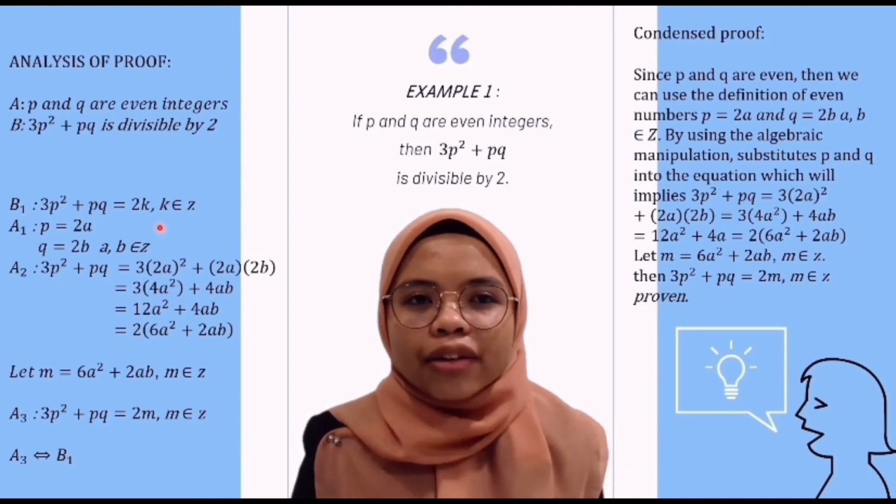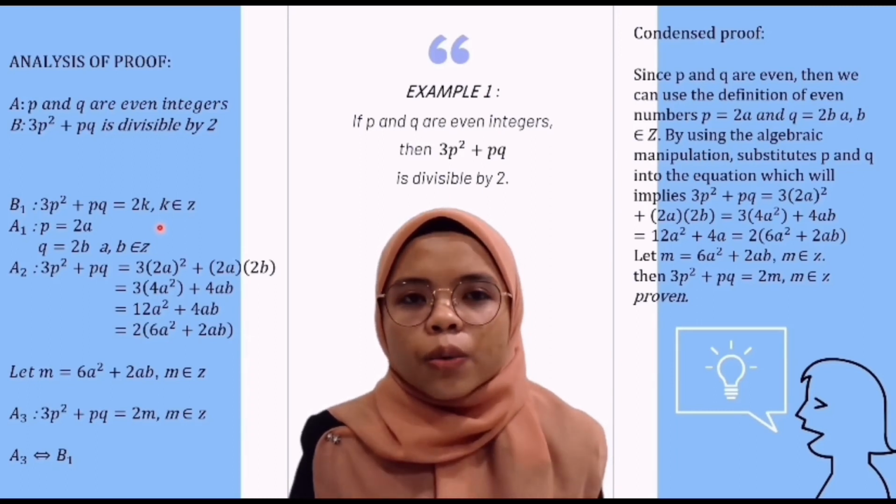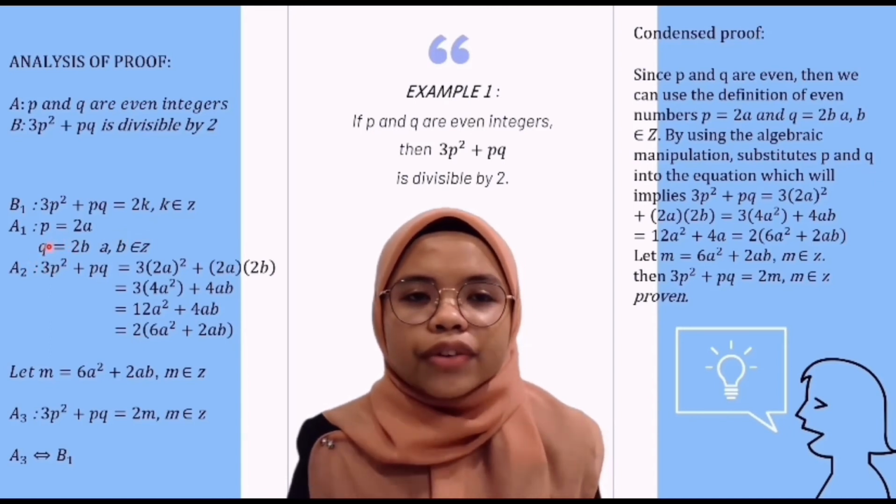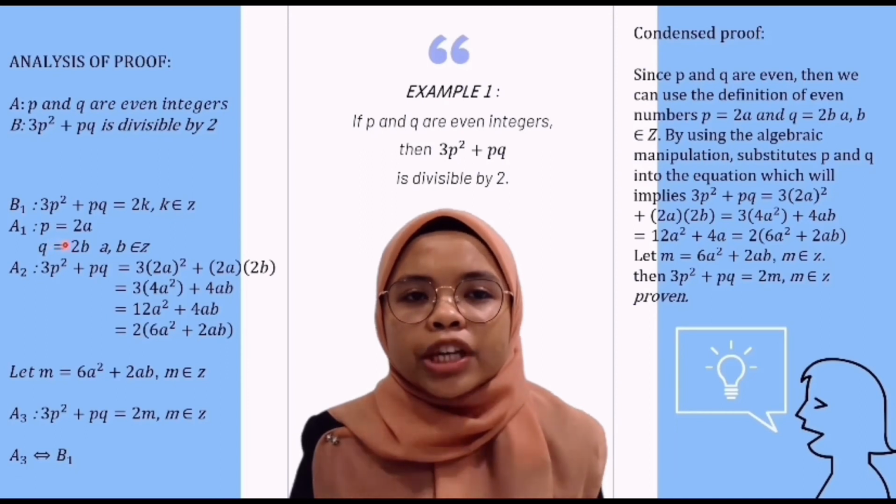The K that I have used is not fixed. We can change it based on our preference. With the appearance of K, it has now certified why this method is used. Since P and Q are even, then we can use the definition of even number, P equals 2A and Q equals 2B, for A1. The object that is added must be different. Next, we can continue with A2.